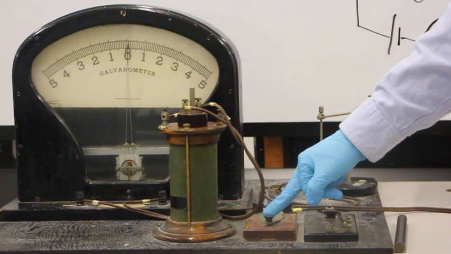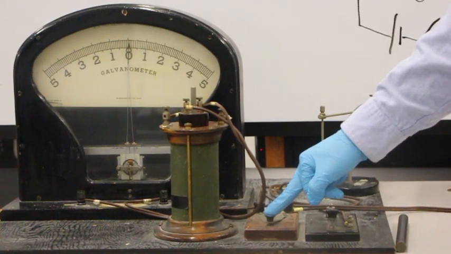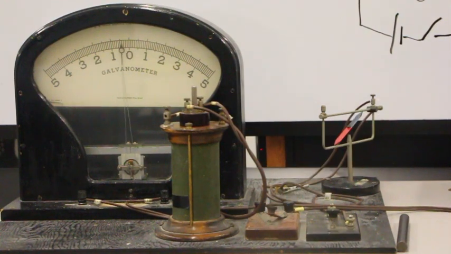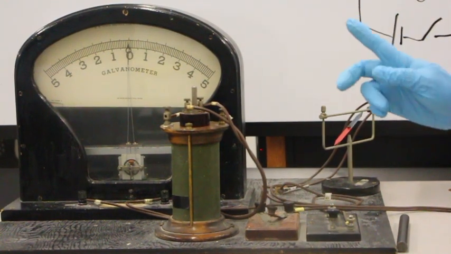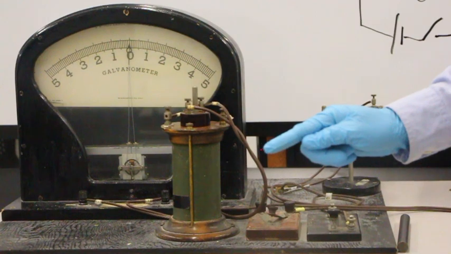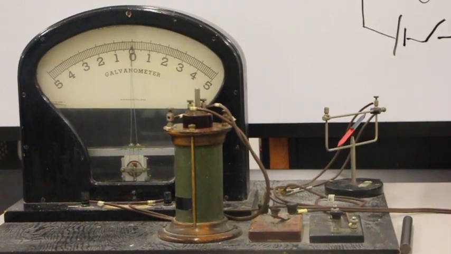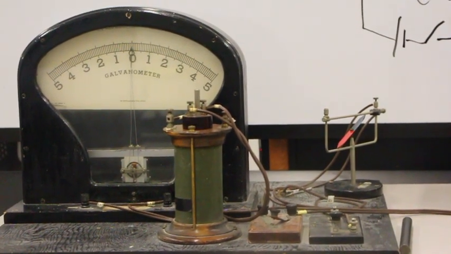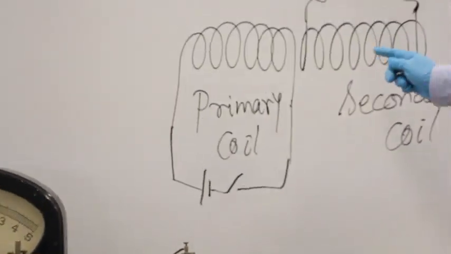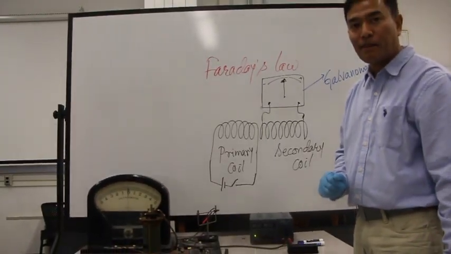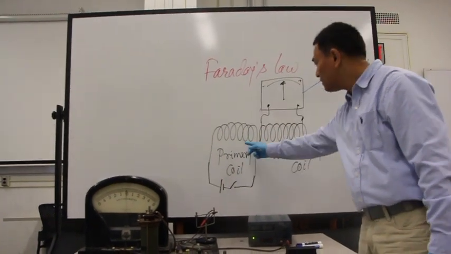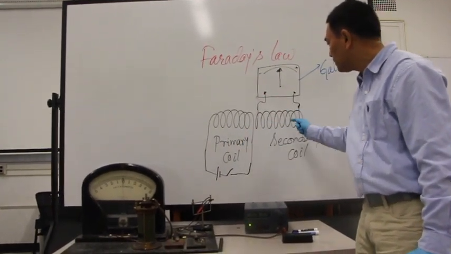That means there is current flowing right now. If I open the switch, see what happens. Now the deflection is to the left. So what do you think? What is the reason for the current in the secondary coil? Is it that the current in the primary coil induces the current in the secondary coil?